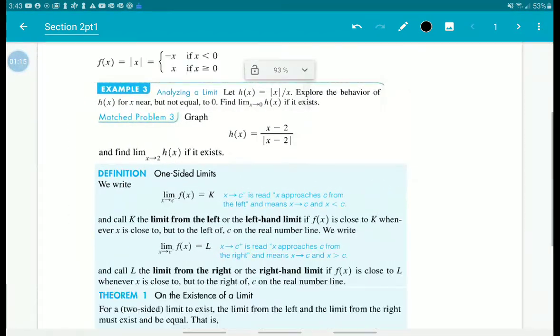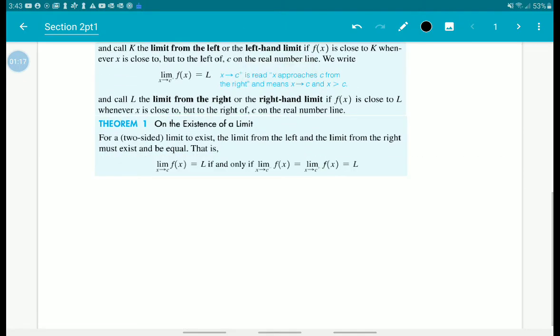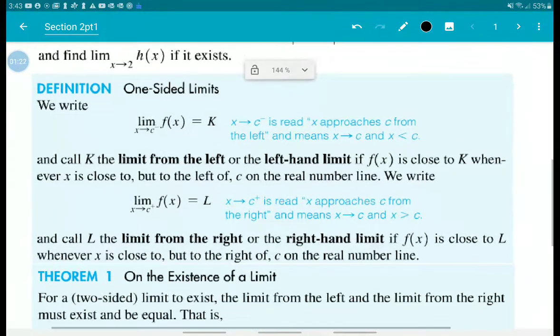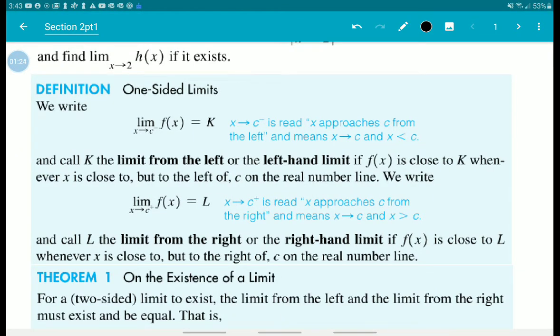So what I want to do is skip around on the notes just a little bit and talk about this idea of a left-hand and a right-hand limit. When we start talking about limits, we usually start with graphs and pictures of graphs. For the limit as x approaches c of f of x to exist, the left-hand and the right-hand limits have to exist, and they have to be the same value. So this idea of left and right is going to be really important here.